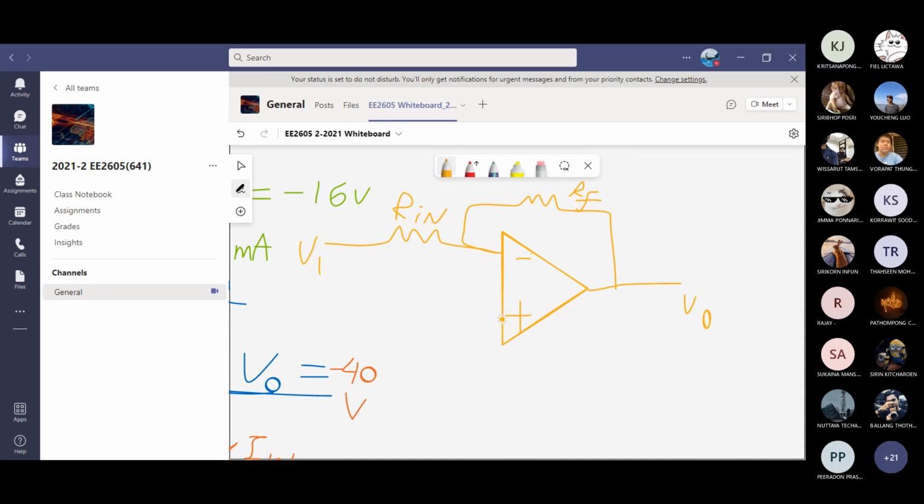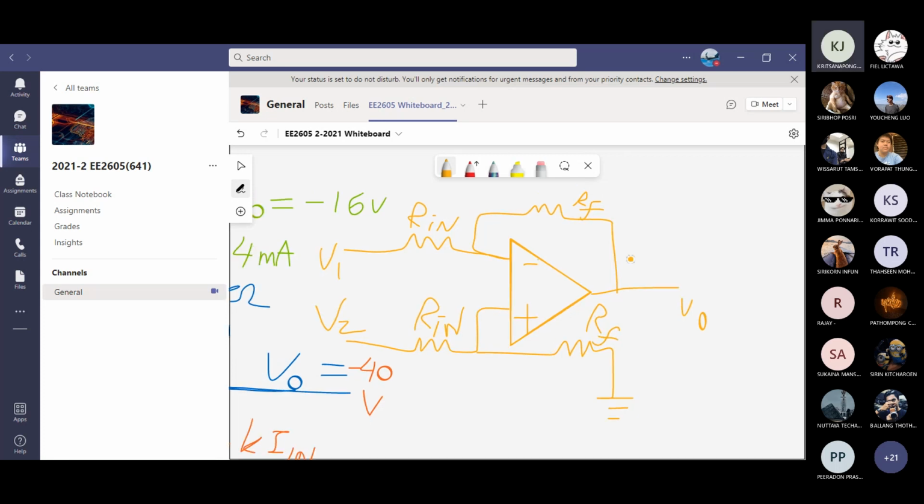This is a different circuit. Just have a look. And then on the plus pin, I don't ground it. I will put another input. Let's call this one V2. And then I'll put another input resistor. So Rin is equal on both sides. If it's 1 kilo ohm on top, it's also 1 kilo ohm on the bottom. Here I will put another RF. So the top is actually RF. RF and RF, they're equal. Rin and Rin, they're equal.